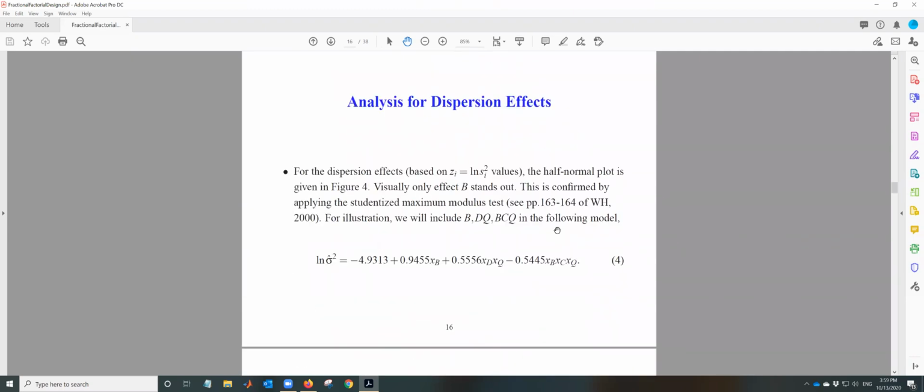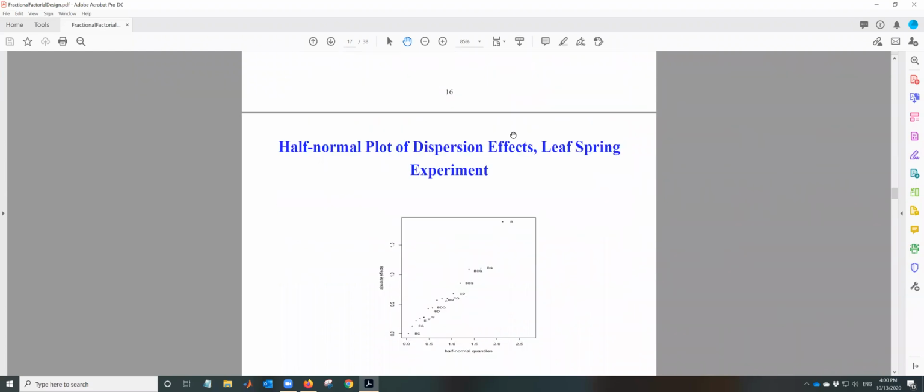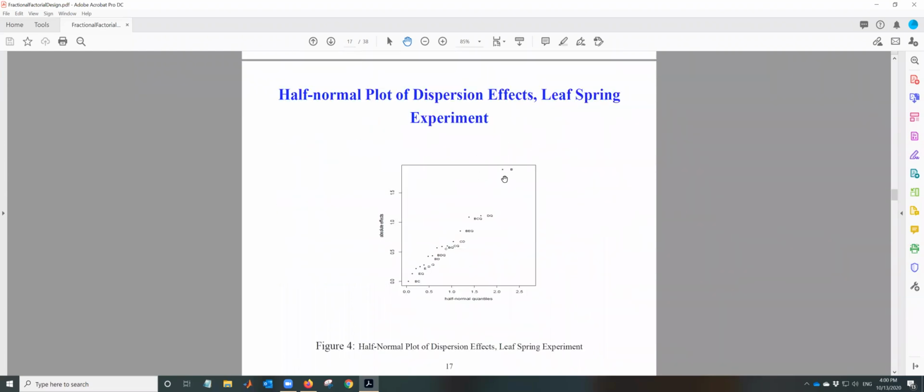Now, the same thing will happen for the dispersion effect. So you can use Z equals log S squared values, then the half normal probability plot. And visually only B stands out. This is confirmed by analyzing using the statistical test. For illustration, we can include B, DQ, BCQ. So visually only this one is significant. This is for the dispersion effect.